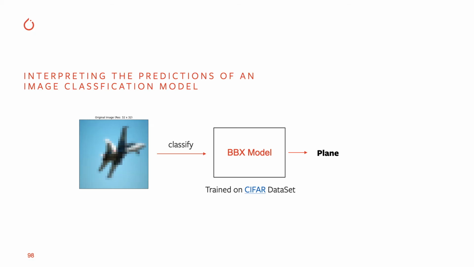Let's assume that we're given a black box model that was trained on the CIFAR dataset. Let's also assume that we are given an image of a plane and our black box model is able to correctly predict that there is a plane in the image. We are asked to identify which features, internal layers, and neurons are important in predicting the plane object in the image.